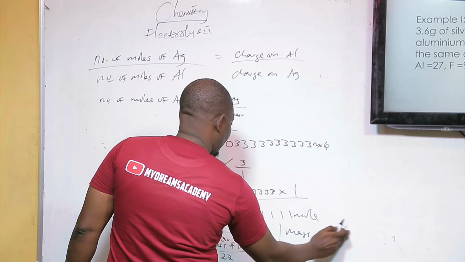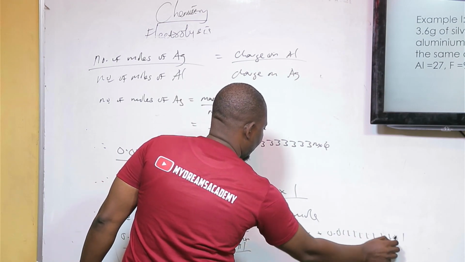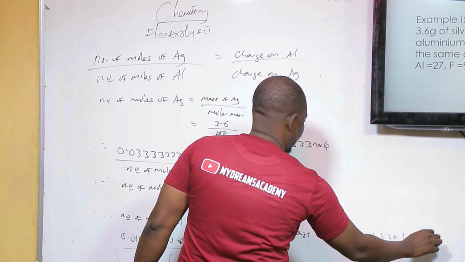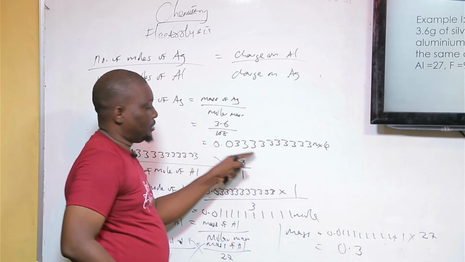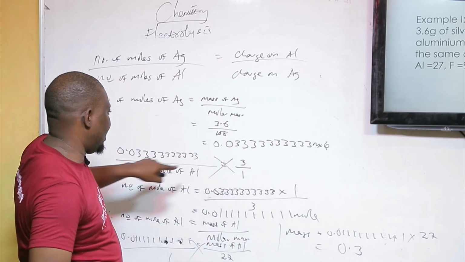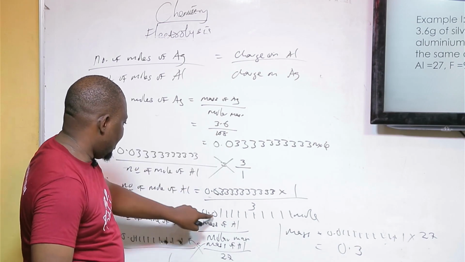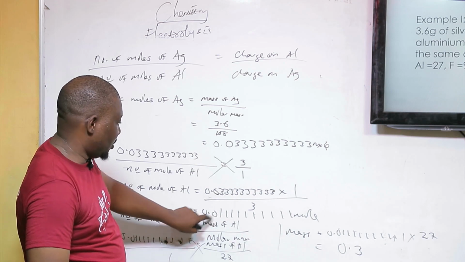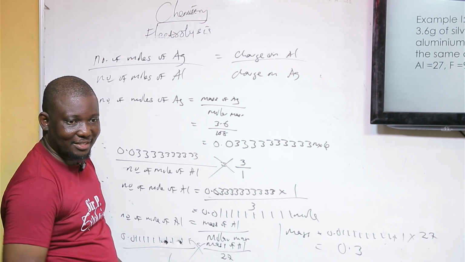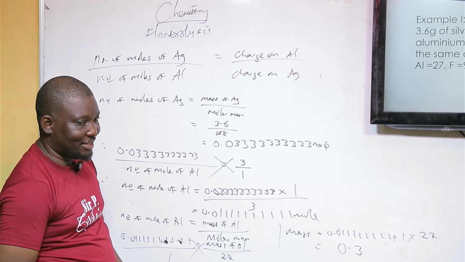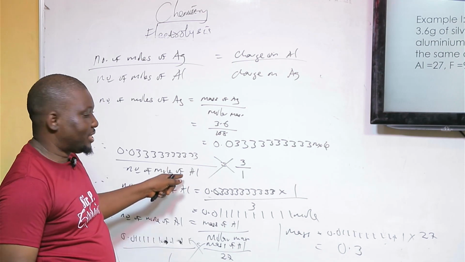The mass is 0.0111111111 times 27. What's the answer? 0.3. But if we had approximated here, suppose you approximated here to be 0.03, and then here you got 0.01, and then you multiply by 27, you cannot get 0.3. That will give you 0.2 something, isn't it? So that's why, in this case, you don't do this and approximate.